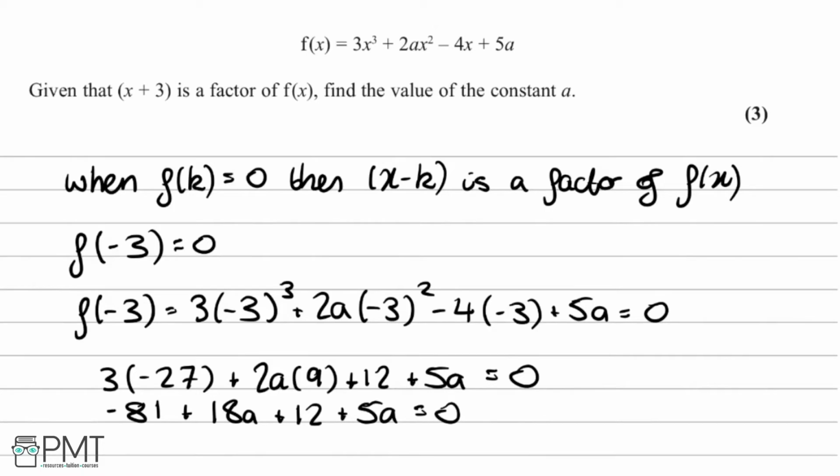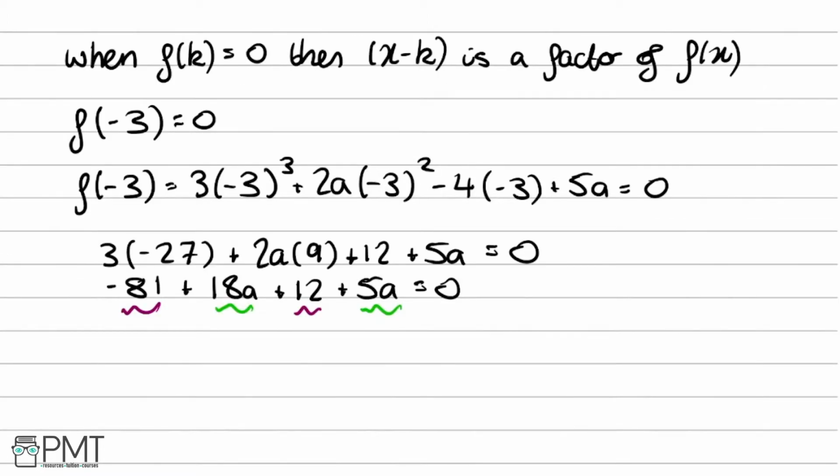So now what we can do is collect like terms. We can collect together both the a's and both the constants. So adding the minus 81 and the 12, we get minus 69. And then the 18a and 5a, we get plus 23a. And that all equals 0.